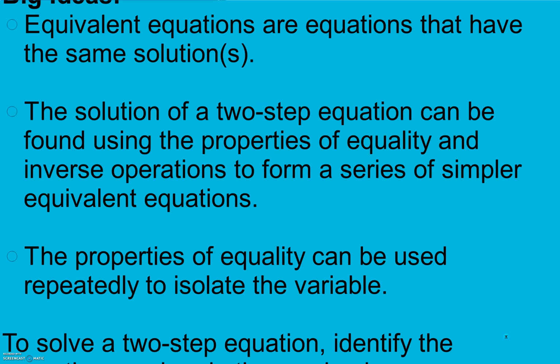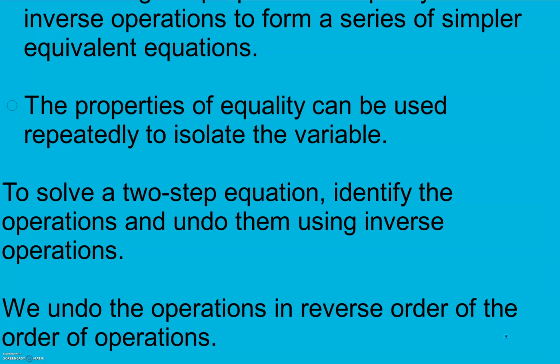The properties of equality can be used repeatedly to isolate the variable. And to solve a two-step equation, we can identify the operations and undo them using inverse operations. Remember, if we have addition, we can use subtraction. If we have multiplication, we can use division, and vice versa. Those are our inverse operations. They undo each other.